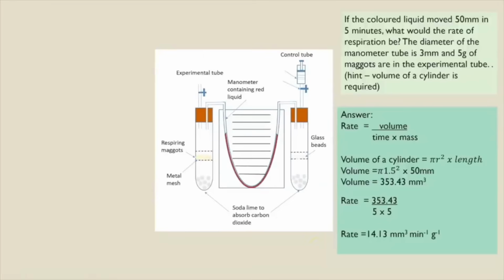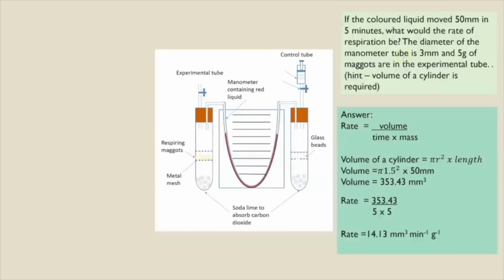So for this maths question, the formula you would need to use to work out the rate is the volume divided by the time taken and the mass. And this would be the volume of air, the time taken for the liquid to move a certain distance, times the mass of the maggots or whichever animal you used. So to work out the volume of air that moved, that is basically the volume of that section of cylinder where we had the movement of the red liquid. And to work out the volume of a cylinder, it's pi r squared times the length.